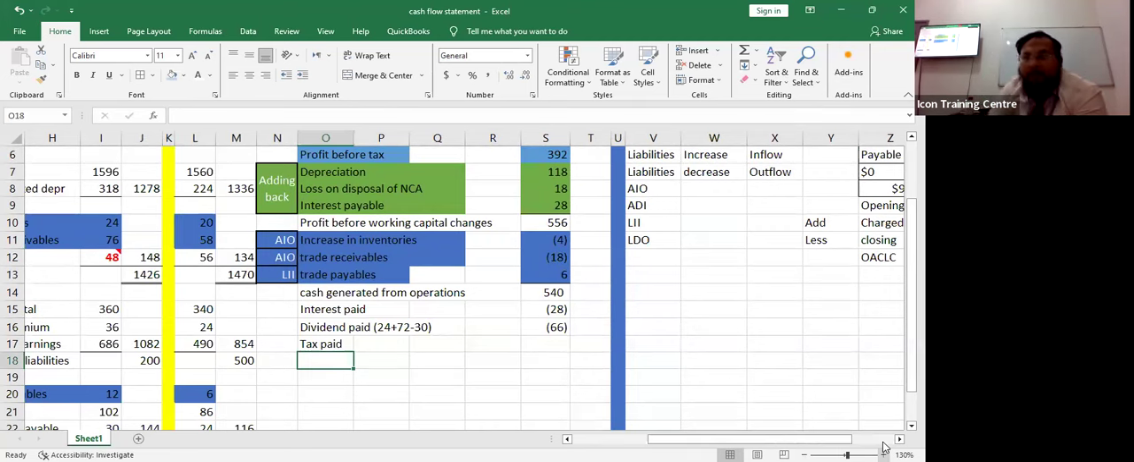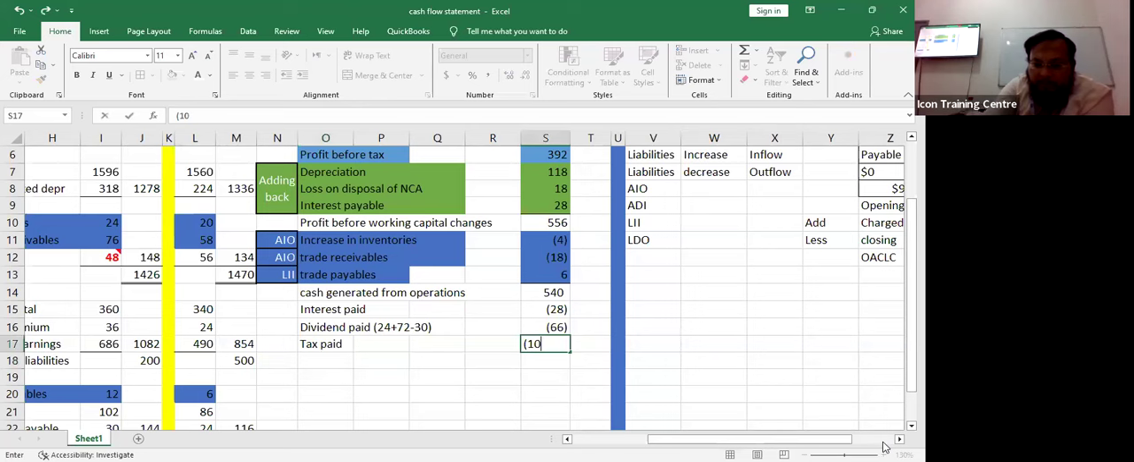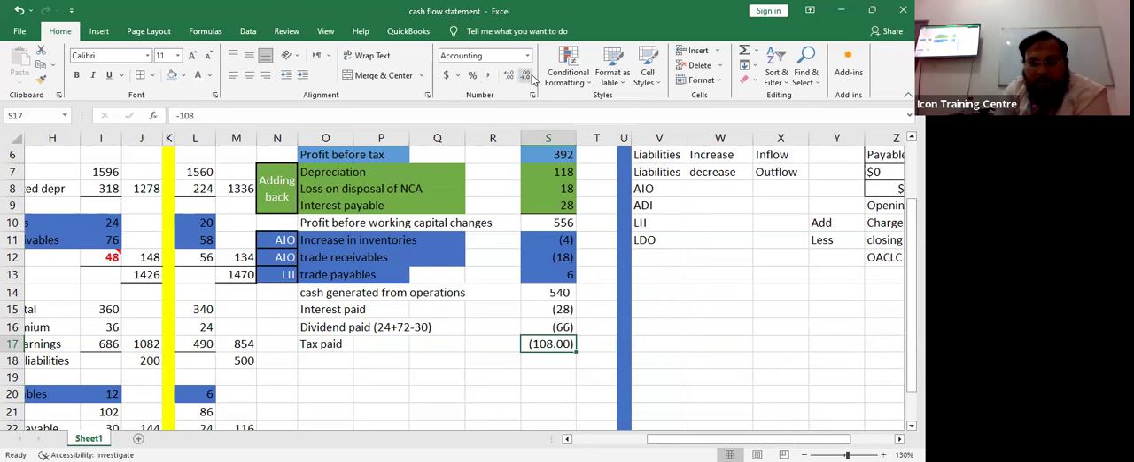Then tax paid. Okay, calculate. Let's see who will calculate tax paid. Do it. Find out. Tax paid. Ma'am, brother, what is the amount? Sure. Everybody? Pretty sure. Wow. 108. Now you understand how we calculate the things, right? MashaAllah. So let us find the 540 plus, sorry.